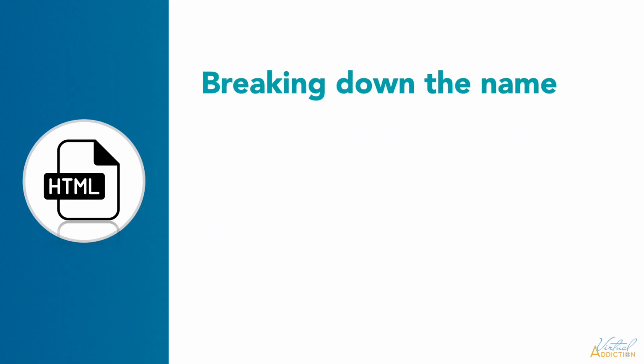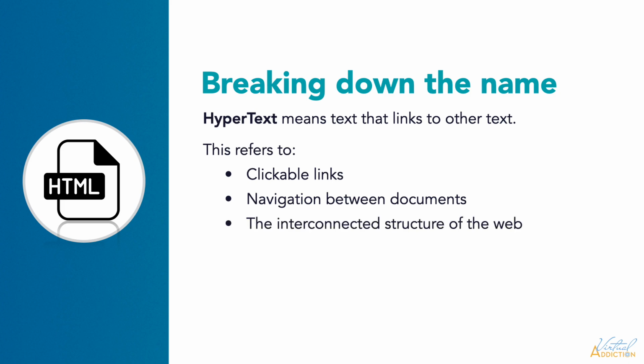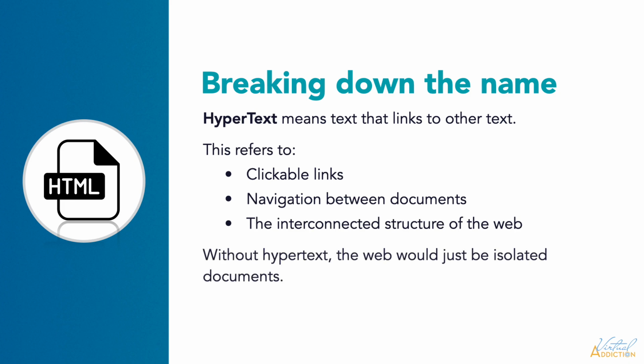Let's break down the name HyperText Markup Language into its parts. The first part is hypertext. Hypertext simply means text that links to other text. This idea is what makes the web interconnected. Hypertext allows us to create clickable links, navigation between pages, and connections between documents. Without hypertext, the internet would just be a collection of isolated documents.